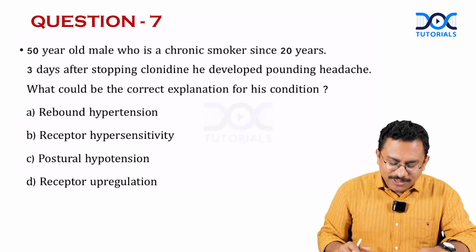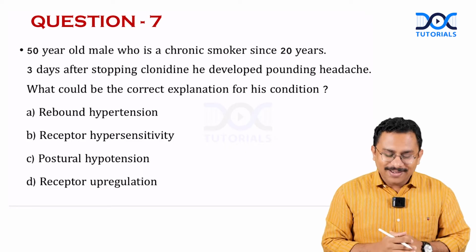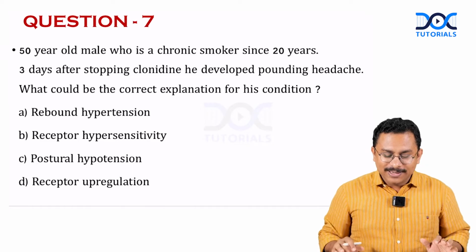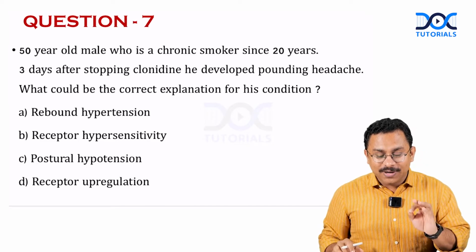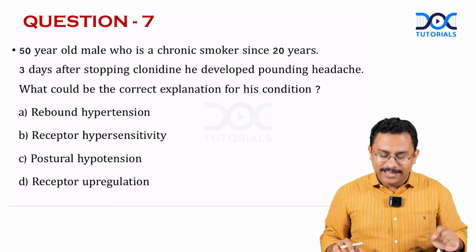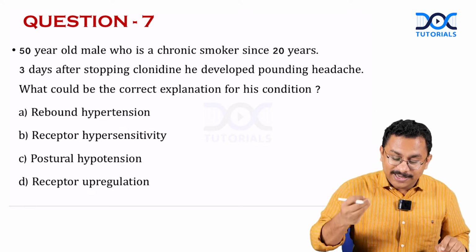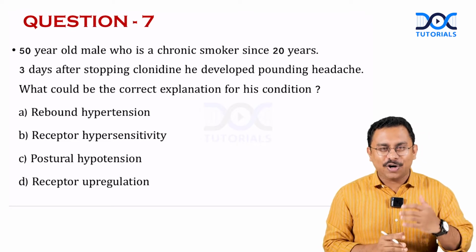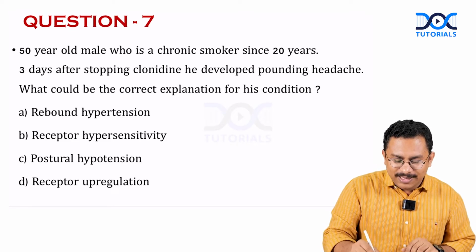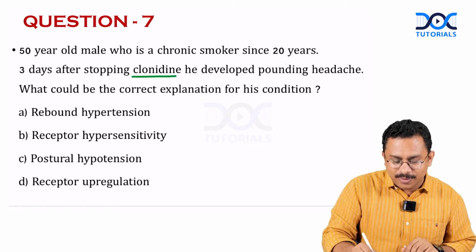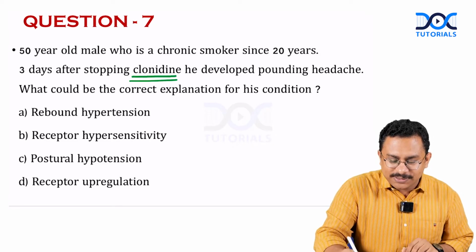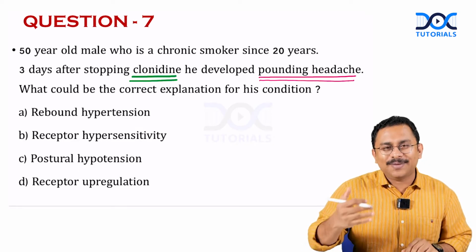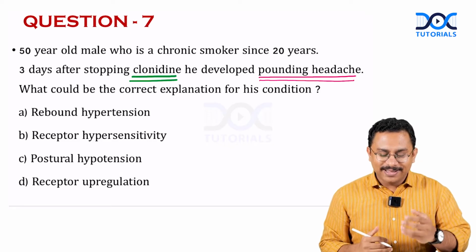Right, moving to question number 7. It's regarding a 50-year-old male who is a chronic smoker for 20 years. Three days after stopping clonidine, he developed a pounding headache. What could be the correct explanation for the condition? The first line is just telling you that he is a chronic smoker and he was on clonidine, and 3 days after stopping clonidine, he developed a headache. So why did the patient develop the headache? That is what they are asking you.